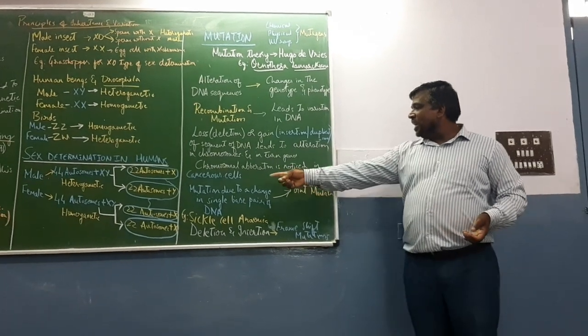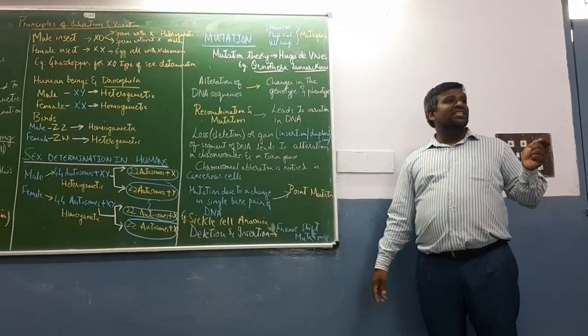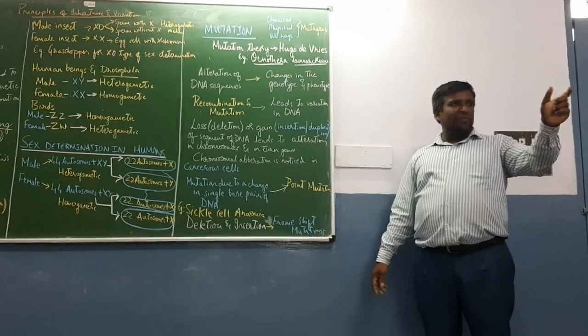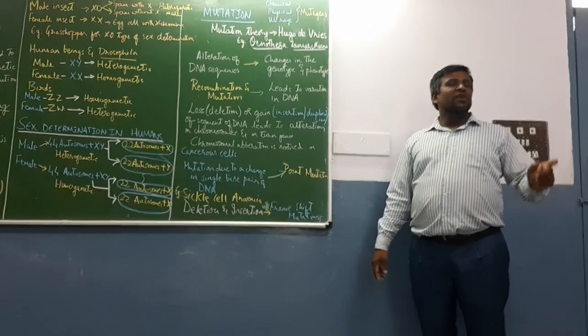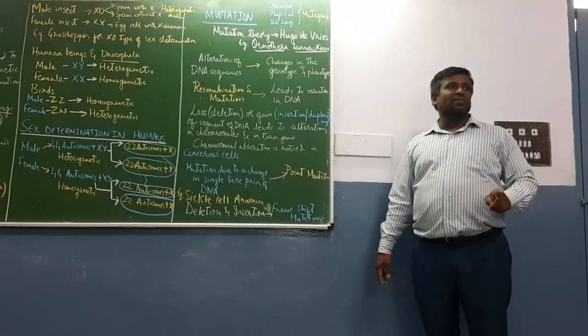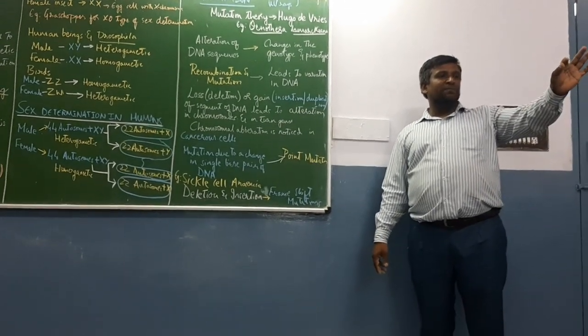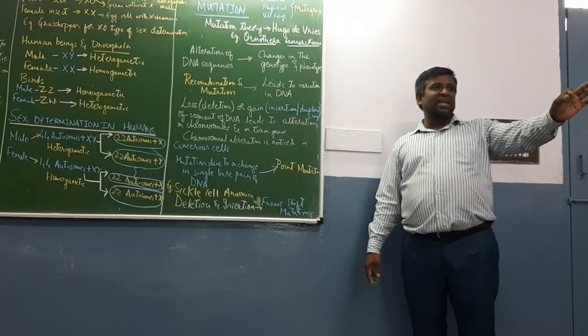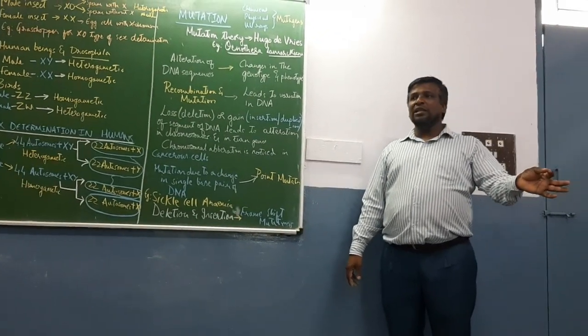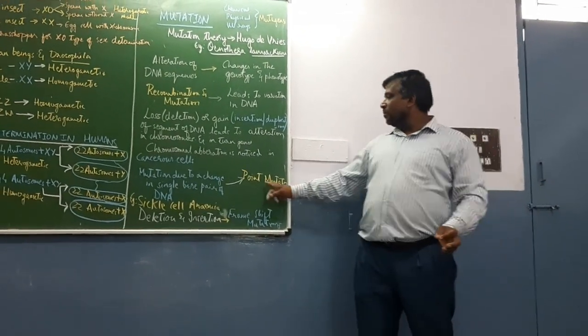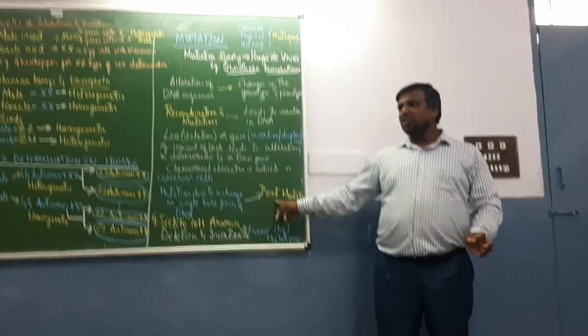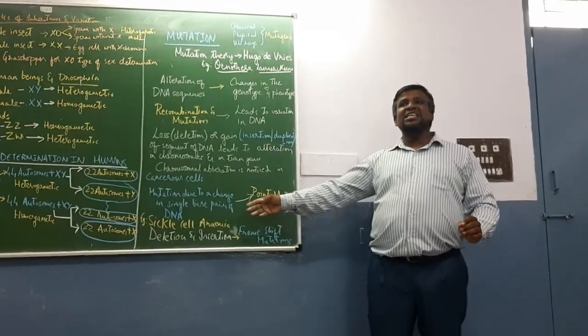Okay, the mutation due to a change in a single gene, a single base pair in the DNA, we call it point mutation. A change in only a single base pair of DNA. What do you call that mutation? Point mutation. Point mutation example is sickle cell anemia.